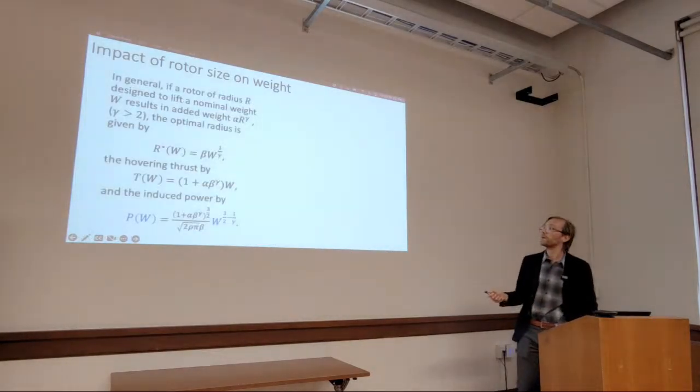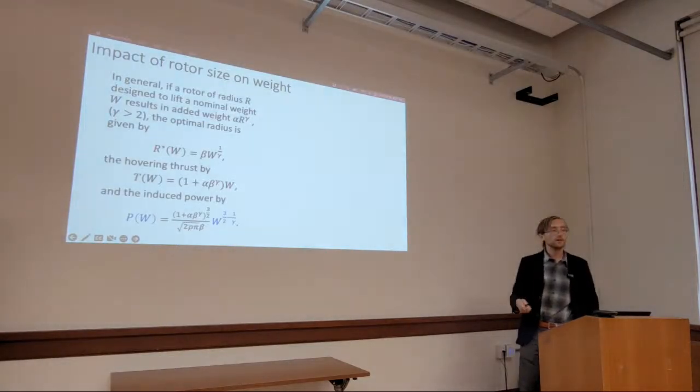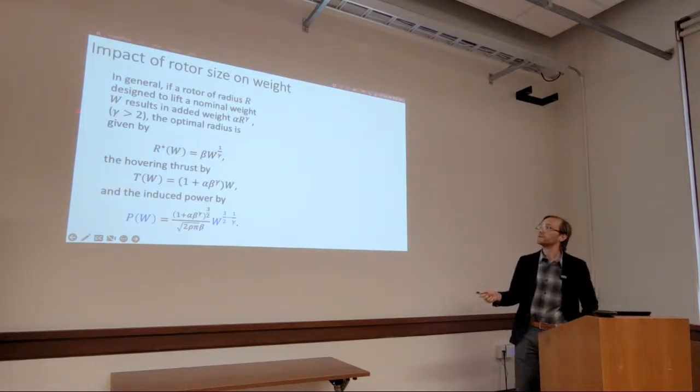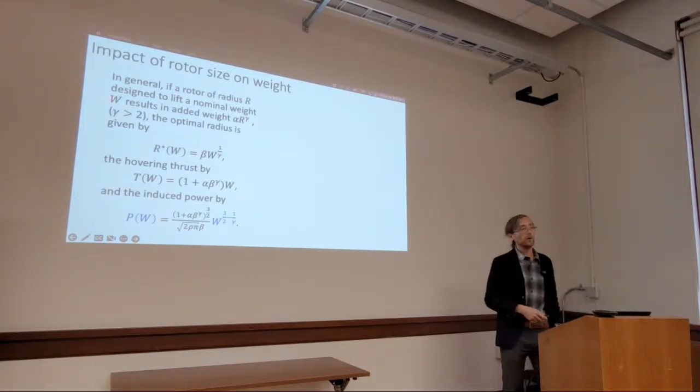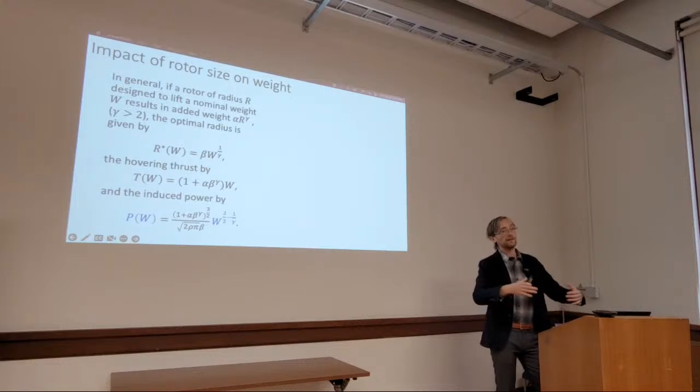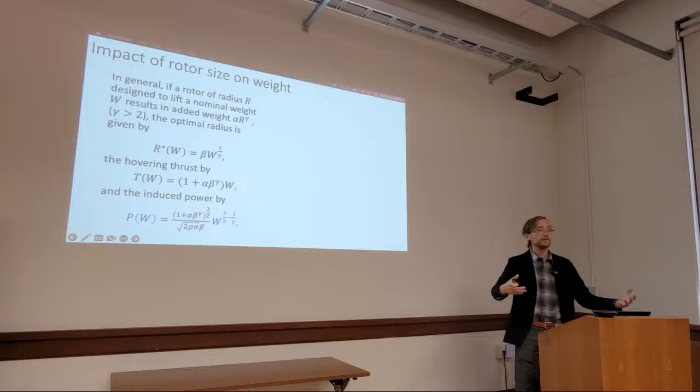And so if we assume that we have some dependency where the optimal radius to lift a certain weight has this dependency on the weight, and here we say to the power of 1/gamma, gamma being some arbitrary scalar that is, in this case, more than 2, which means that as we add to the radius, the available thrust that scales with the square of the radius will scale slower than the actual weight that we need to support that rotor.